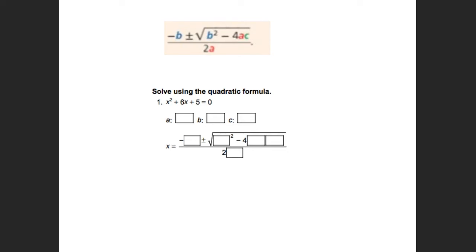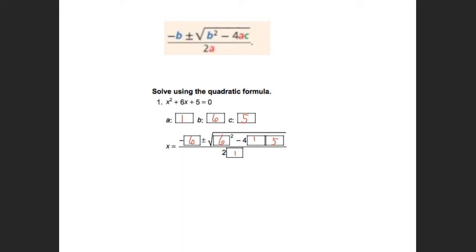So if it asks me to solve here, the first thing I do is, what is my a value? 1. What's my b value? 6. What is my c value? 5. And then I plug that in here. So that's going to give me negative 6 plus or minus 6 squared minus 4 times a times c over 2 times 1. And sometimes maybe just making these boxes out would help.